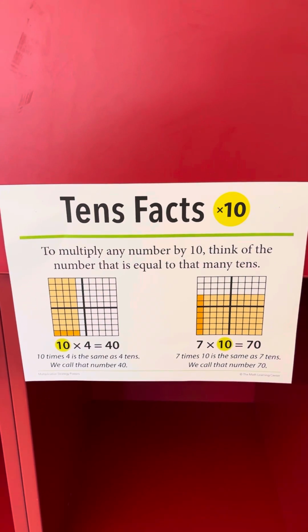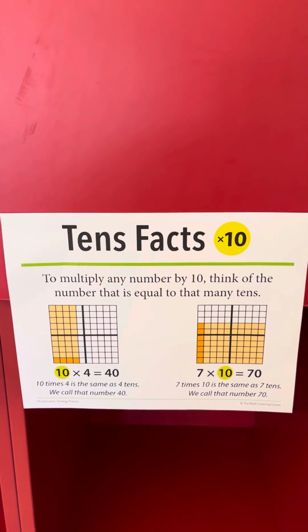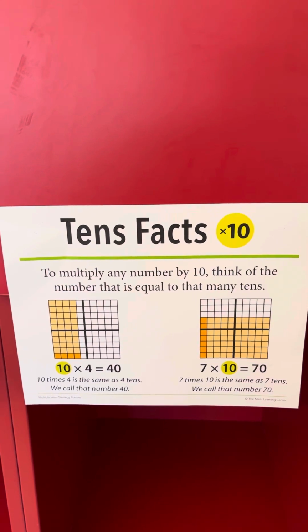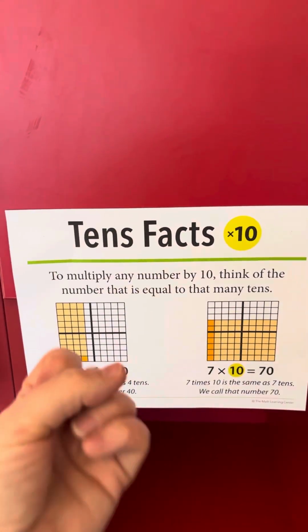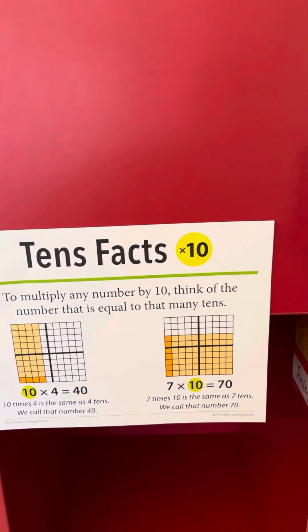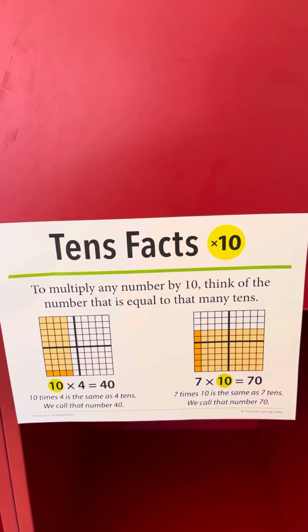7 times 10, I'm thinking in my brain, I have 7 groups of 10. 7 groups of 10, I can count it out. 10, 20, 30, 40, 50, 60, 70. And I was using my fingers. I was counting 10, 20, 30, 40, 50, 60, 70. 7 times 10 is 70, or 10 times 4 is 40.